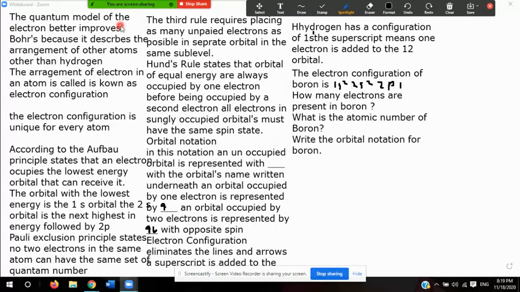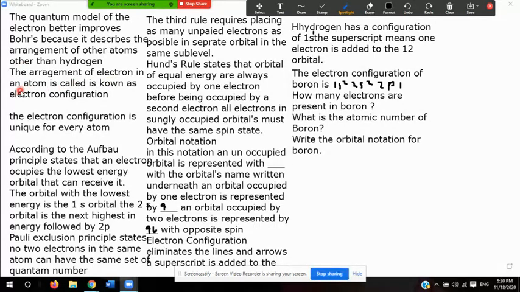It says the quantum model of the electron better improves Bohr's because it describes the arrangement of other atoms other than hydrogen. Remember that one of the limitations to Bohr's theory is that it only talked about hydrogen, and it was hard to prove that when we work with other elements other than hydrogen. So the quantum theory actually is able to prove how that would work with other elements.